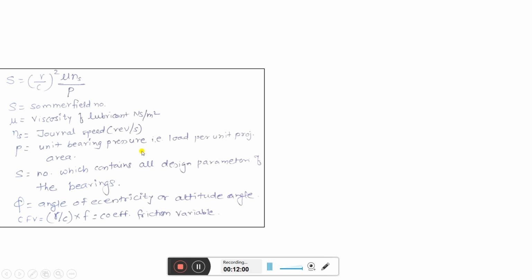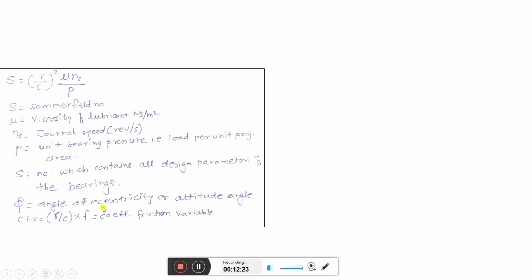P is the unit bearing pressure, that is load per unit projected area. So the load acting per unit projected area is nothing but your small p. Capital S is the number which contains all design parameters of the bearing. You can see now R, C, then Ns, P, these are the design parameters. So S contains all your design parameters.